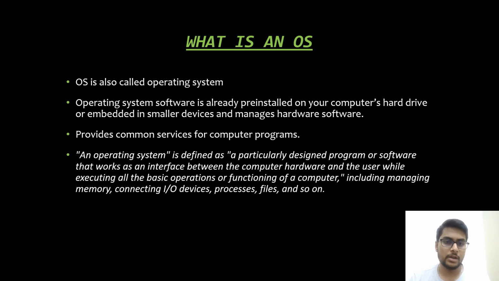What is an OS? OS is also called operating system. Operating system software is already pre-installed on your computer's hard drive or embedded in smaller devices and manages hardware and software. It provides common services for computer programs. An operating system is defined as a particularly designed program or software that works as an interface between the computer hardware and the user while executing all the basic operations or functioning of a computer, including managing memory, connecting I/O devices, processors, files, and so on.